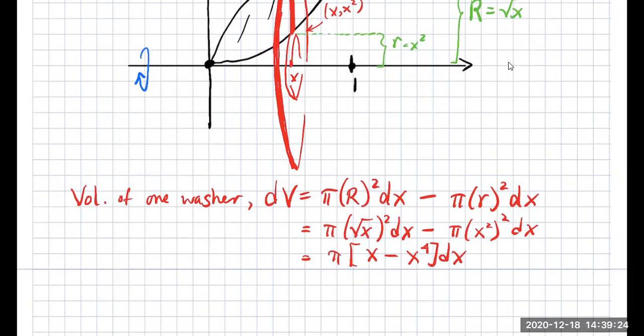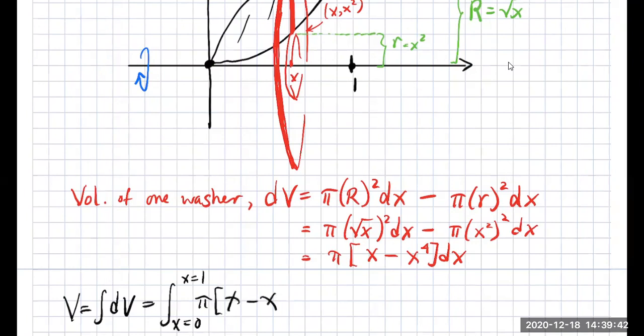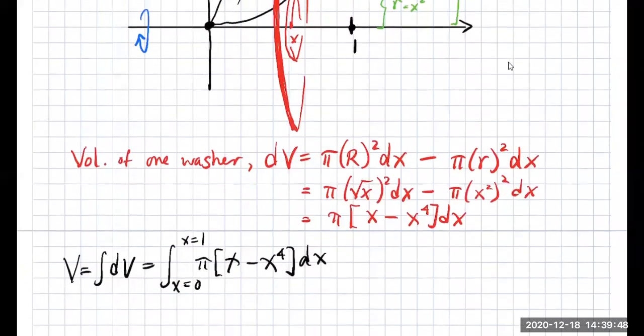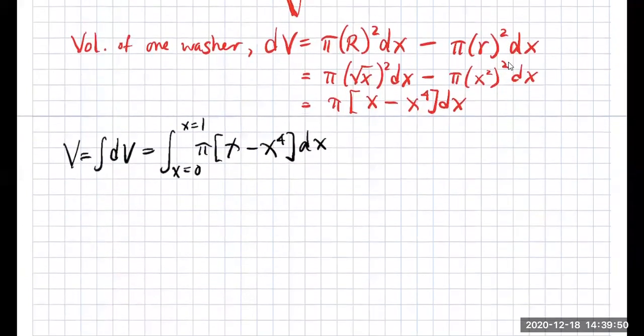Okay, so now, gang, the total volume is equal to the sum of all of those individual washers that are going to make up the whole solid. And they will range, in this case, from x equals 0 to x equals 1. And all of those elements are given by this expression. Okay, and it's straightforward integration after that.